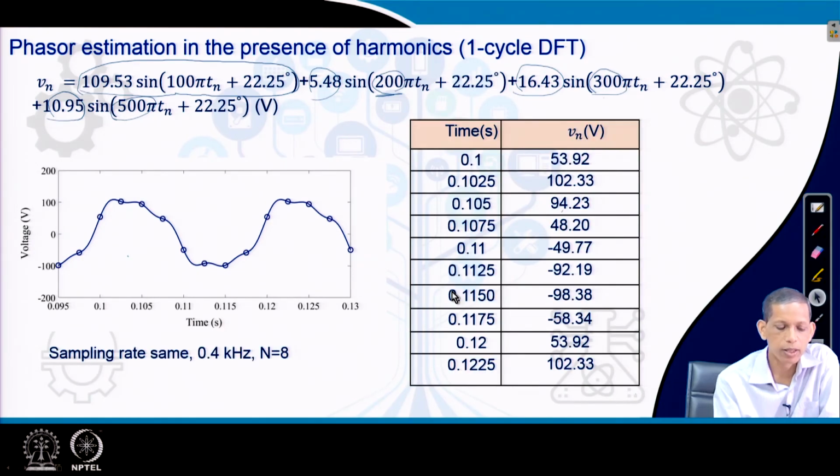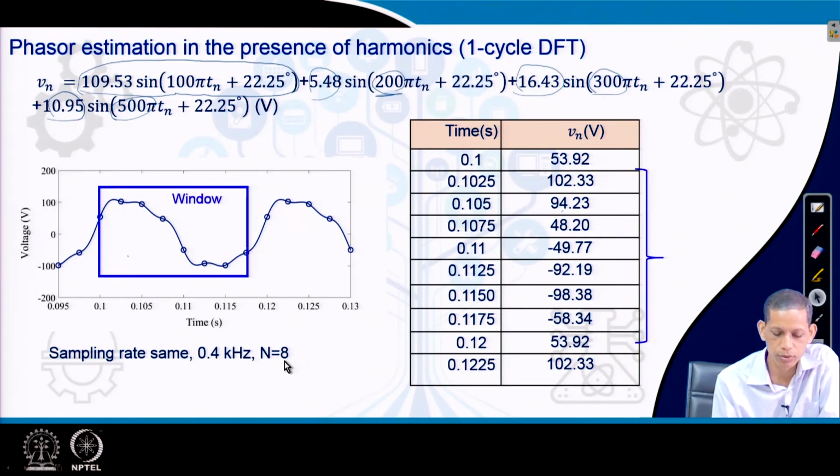Now, the data acquisition for this signal is to be accomplished by the A to D process, and again we are maintaining the same 400 Hz sampling rate, with capital N equal to 8 for the 50 Hz signal. Now, consider this window. In this window we have 8 samples, so the corresponding window becomes like this.